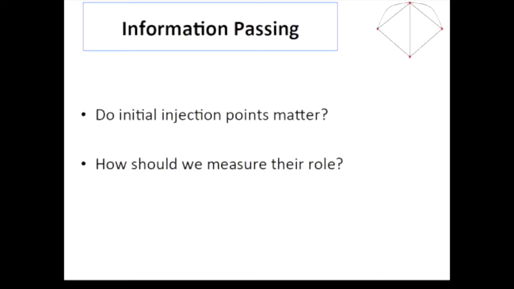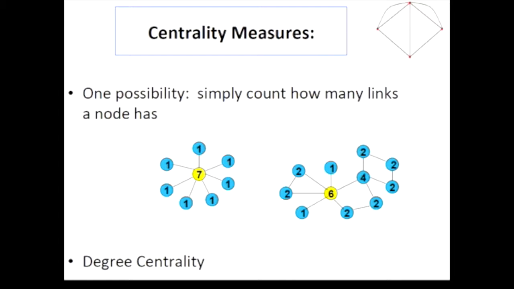Okay, so in information passing, do initial injection points matter, and how should we measure that, and what kinds of things can we say about measuring things? So first, just in terms of centrality measures, I'm sure some of you know this quite well, but others don't. So I'll go through just some basic ideas.